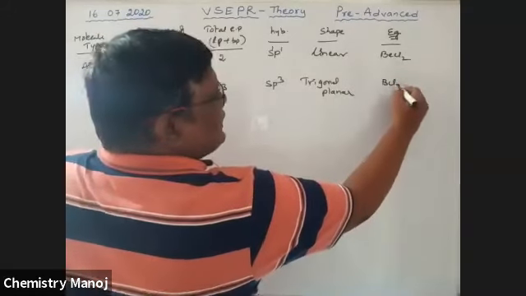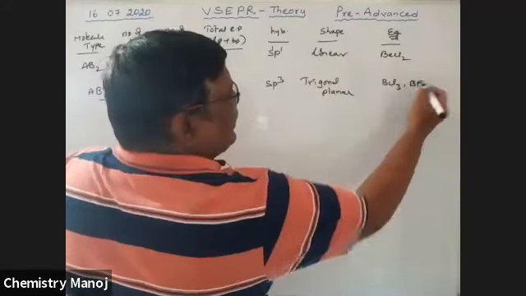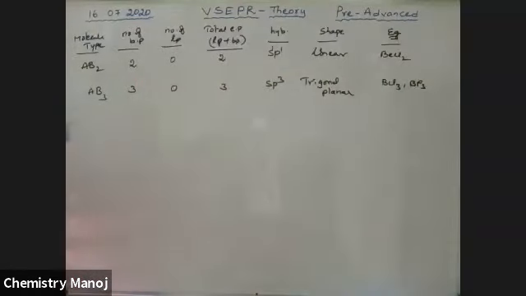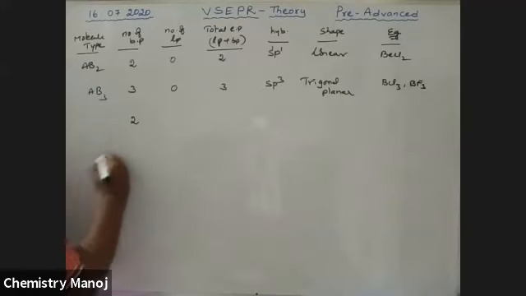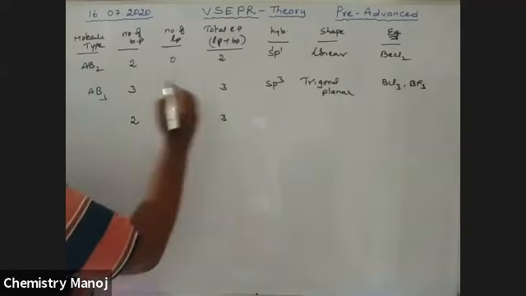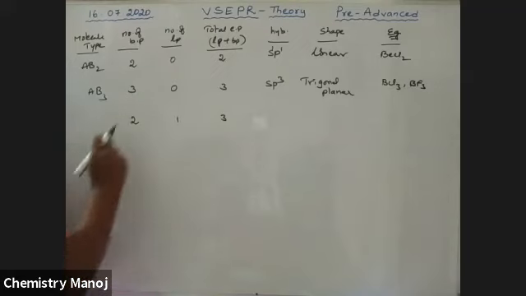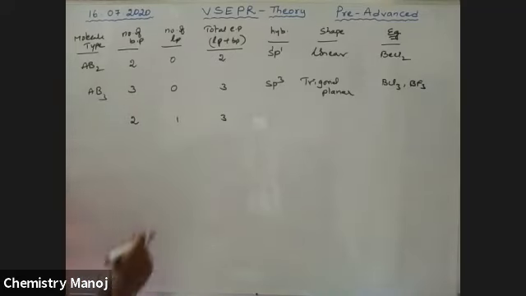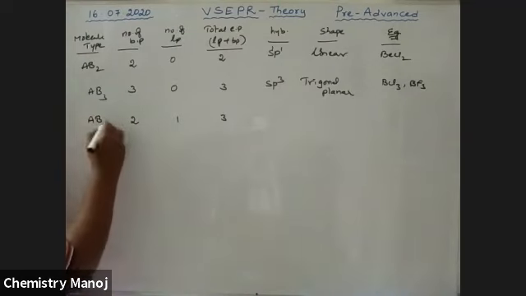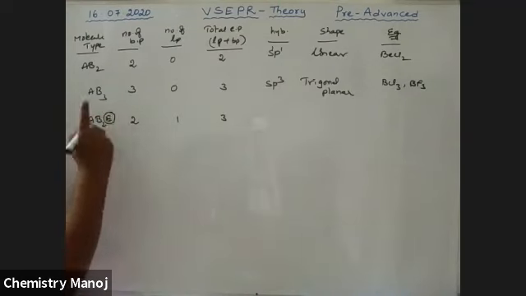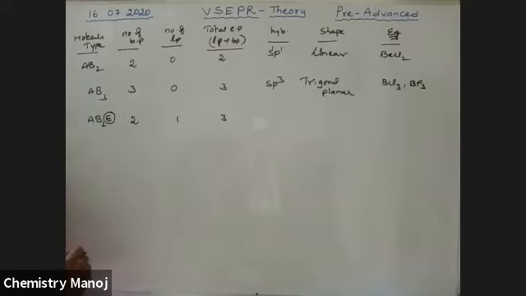Examples: BCl3, BF3. That is an AB3 type molecule. Next, if a molecule has 2 bond pairs and 1 lone pair, that is AB2 type. The lower-case letter E indicates a lone pair. E means 1 lone pair.